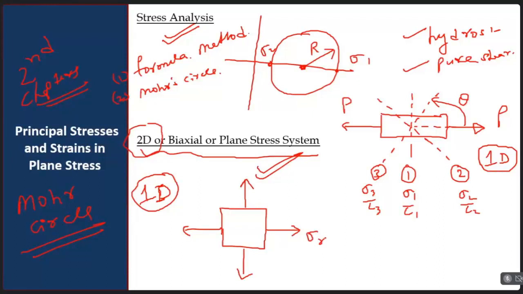This value is sigma x, this value is sigma y, and here we have the value of tau xy. Suppose we have a 2D state of stress, then we need to calculate the value of sigma and tau for the different planes.